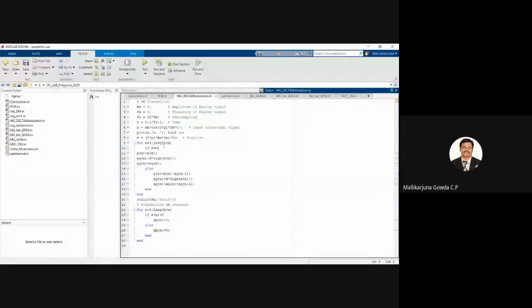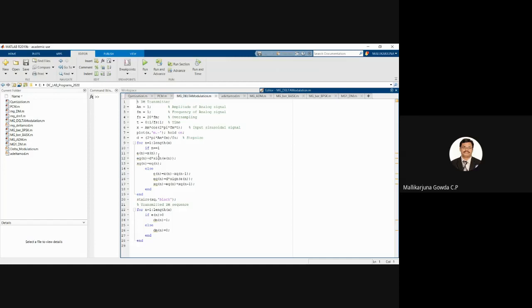Can anyone say what I have written here? If n is equal to 1, what am I writing for E of n? E of n is the output of the comparator, which means the difference x of nTs minus x hat of nTs. For the first sample, when n is equal to 1, x hat of nTs will be 0 to begin with. That is why I have written E of n is equal to x of n only.